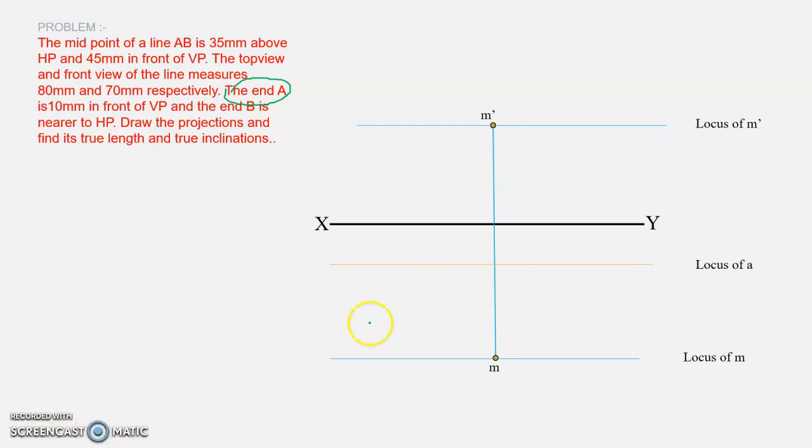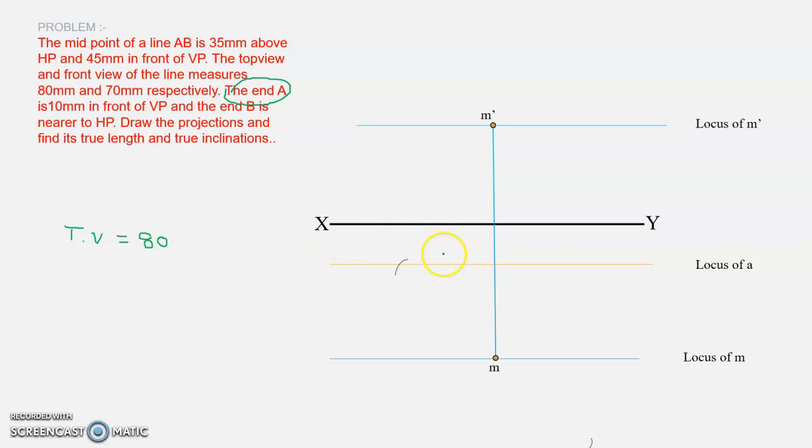We know the top view comes here, below the XY line. So take the top view. Top view is 80 mm, and we know the top view passes through the midpoint. So in your compass, take 40 mm and M as the center. Make an arc on the locus of A and on the opposite side. So for 40 mm, make an arc on the locus of A, and also draw an arc on the opposite side.